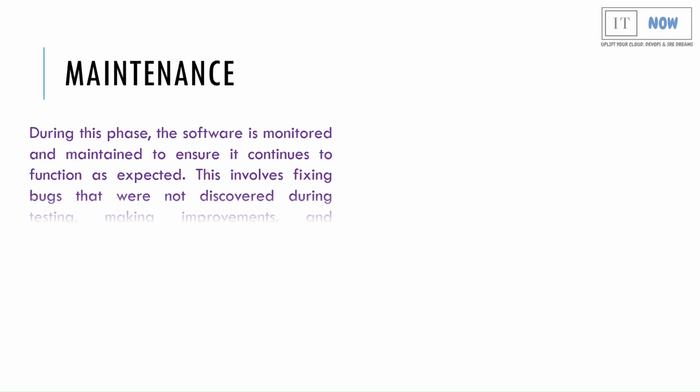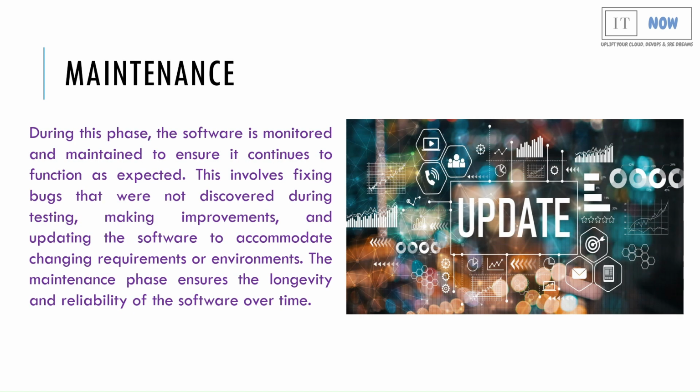The final phase of the SDLC is maintenance. During this phase, the software is monitored and maintained to ensure it continues to function as expected. This involves fixing bugs that were not discovered during testing, making improvements, and updating the software to accommodate changing requirements. The maintenance phase ensures the longevity and reliability of the software over time.